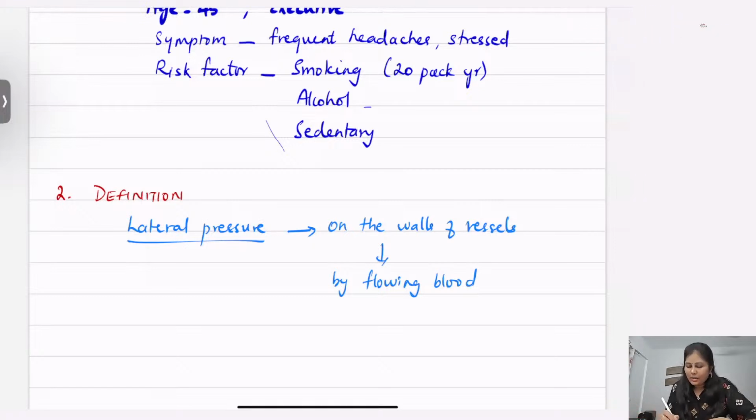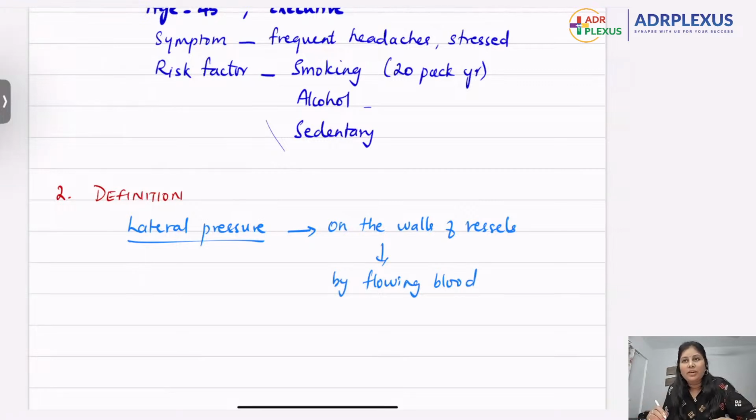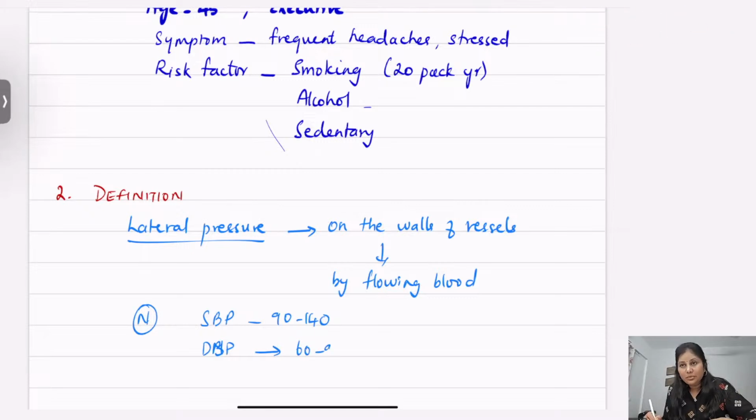And when the definition is asked, whether they have specifically mentioned the normal value or not, you have to write the normal value. Normal value: systolic BP ranges from 90 to 140. Diastolic BP ranges from 60 to 90. That range should be mentioned.